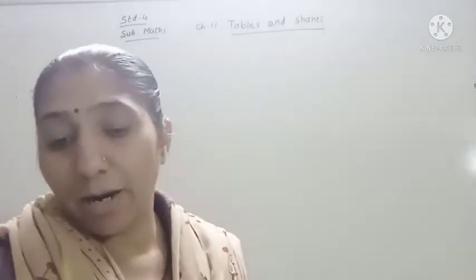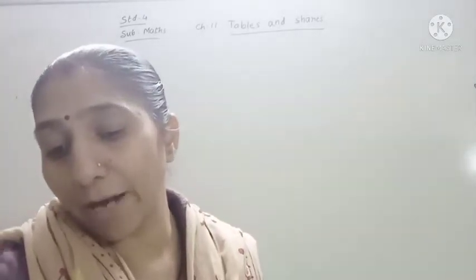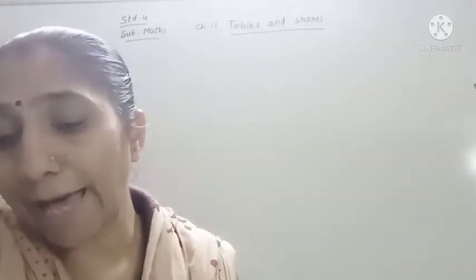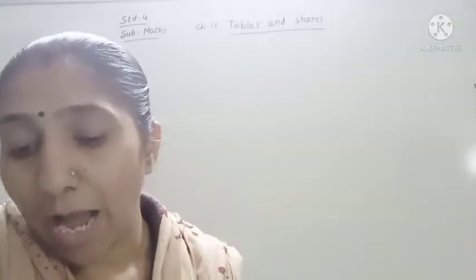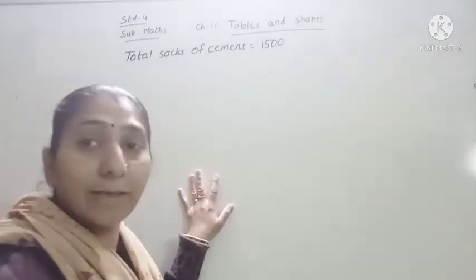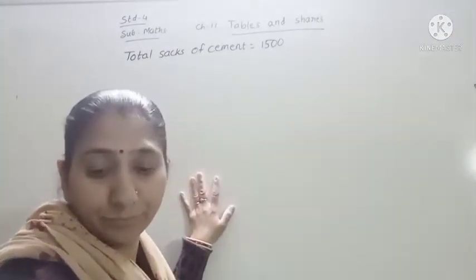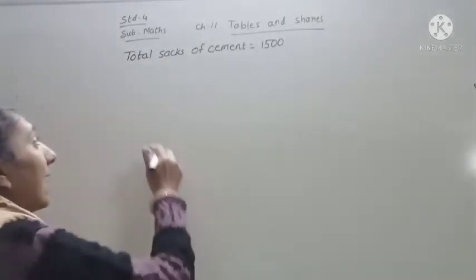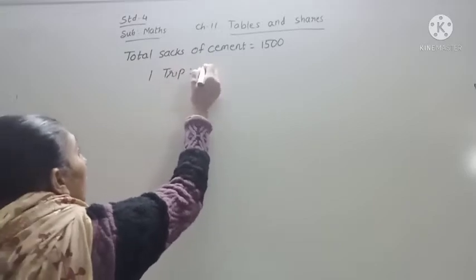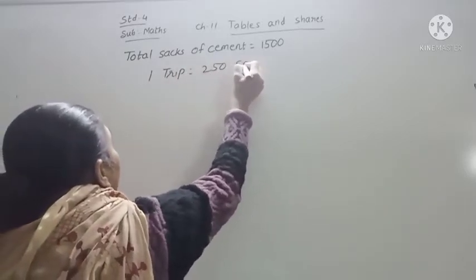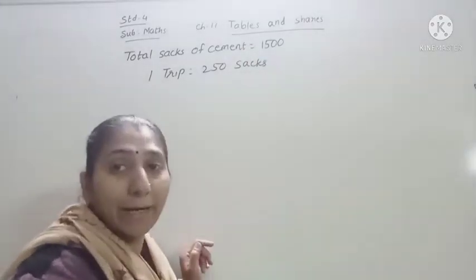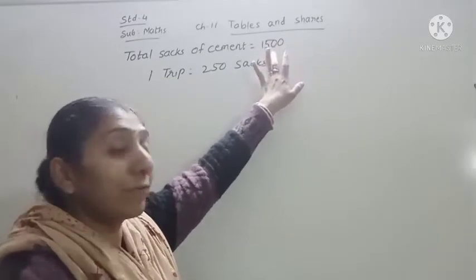Now the next. Manpreet wants 1500 sacks of cement for making a house. A truck carries 250 sacks at a time. How many trips will the truck make? Now total sacks of cement is equal to 1500. A truck carries in one trip 250 sacks. So how many trips will the truck have to make to carry 1500 sacks?